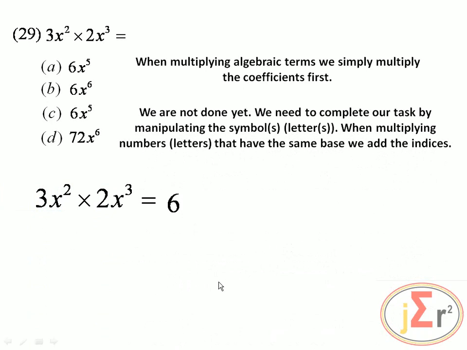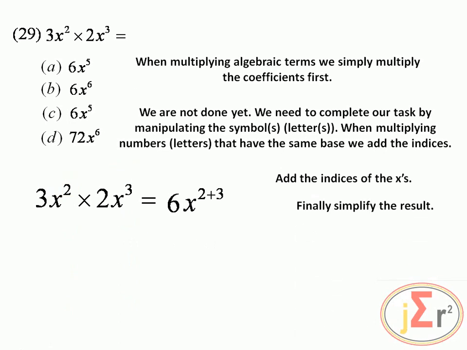When multiplying numbers, or letters in this particular case, that have the same base, we add the indices. So add the indices of the x's. We have x to the power of 2 plus 3.